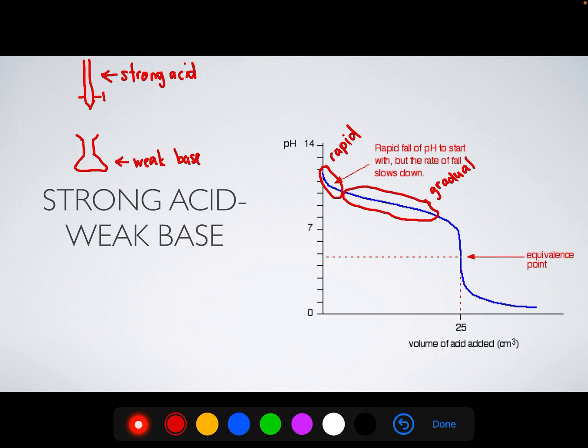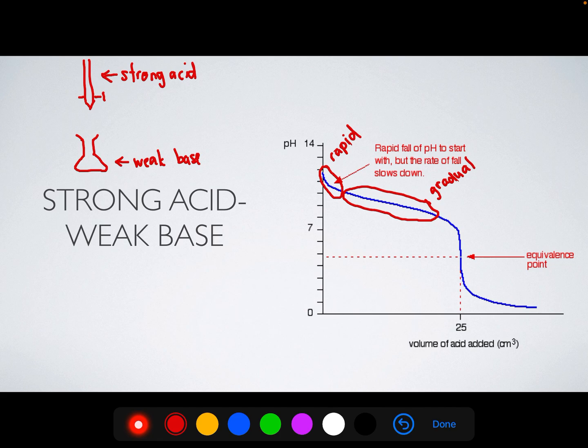Okay, kenapa dia jadi macam tu? Di waktu awal addition of strong acid, the strong acid will be very dominant. Okay, sebab strong acid ni dia punya concentration of H+ tu sangat tinggi. So once dia dah masuk dalam reaction with weak base tu, dia akan neutralizekan banyak kita punya OH-. So itu yang menyebabkan the decrease in pH tu berlaku dengan sangat cepat.